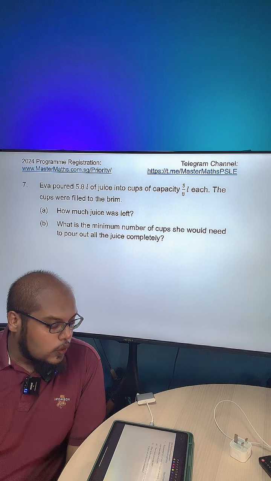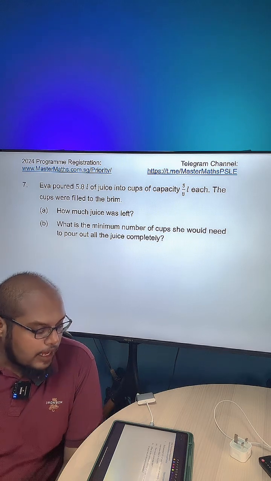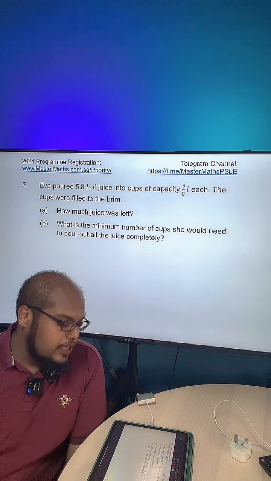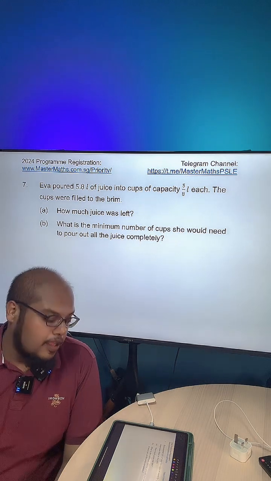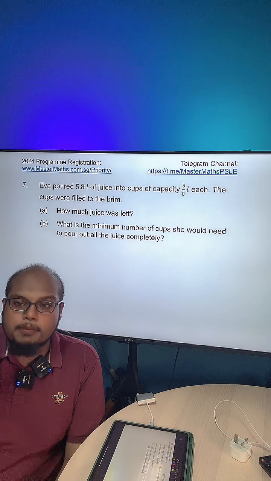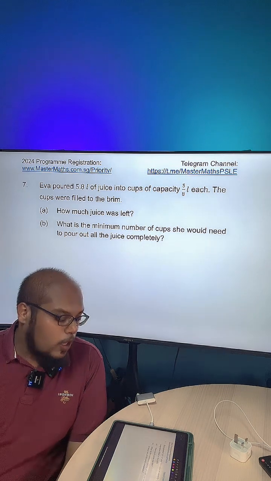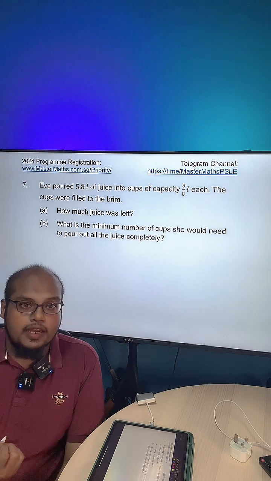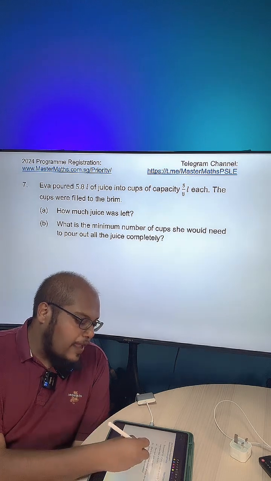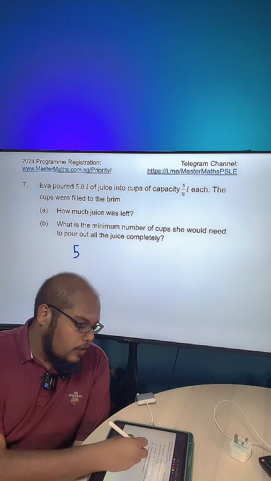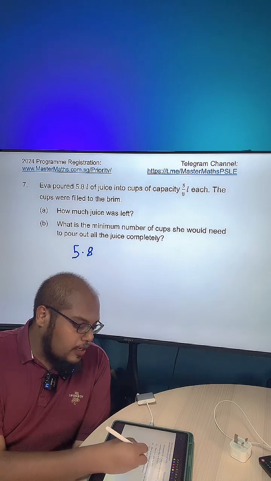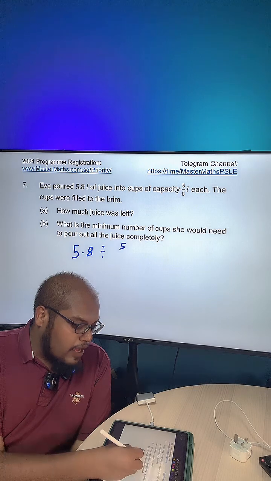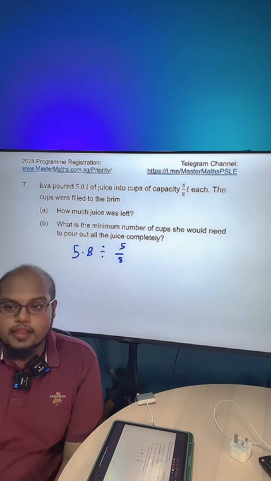So, there are plenty of cups. They never tell us how many cups there are. So basically, they try to cover as many cups as possible, and then eventually, there's some amount left. So how do we do this? Firstly, we need to find how many cups we get. How do we do that? We can divide. 5.8 divided by 5 over 8.